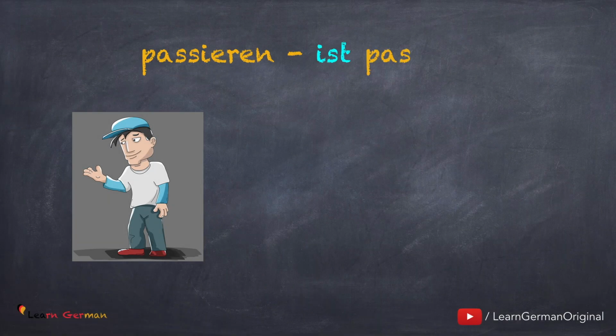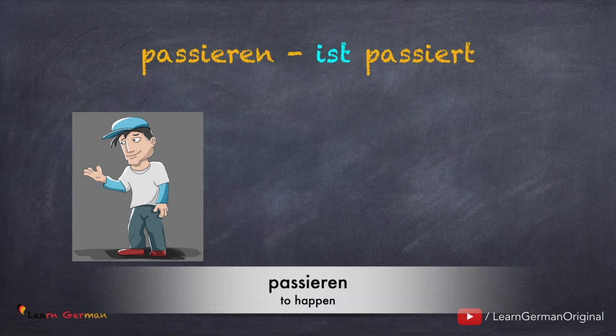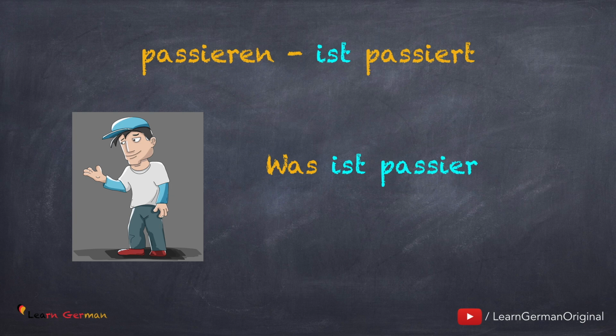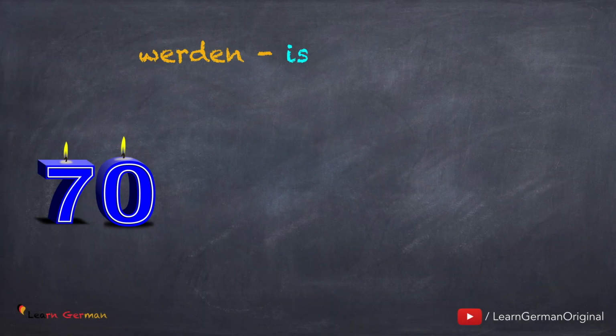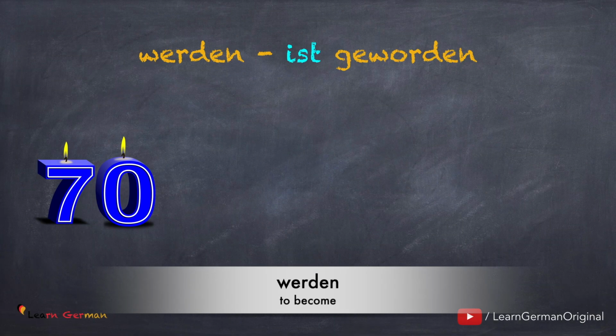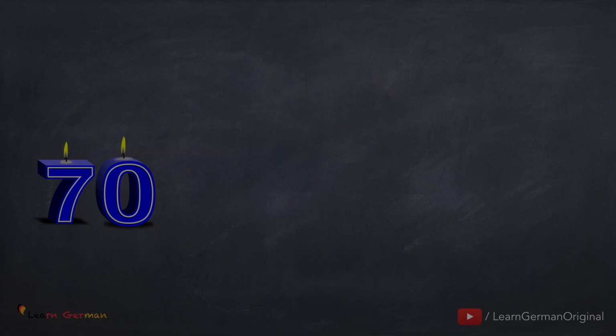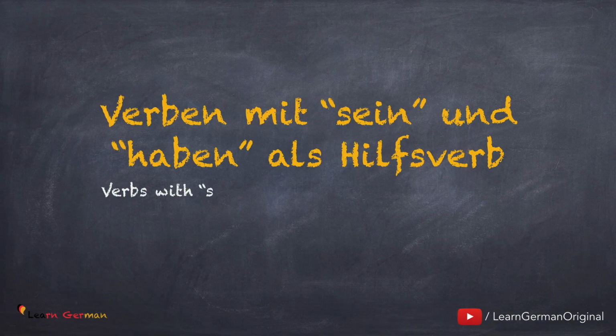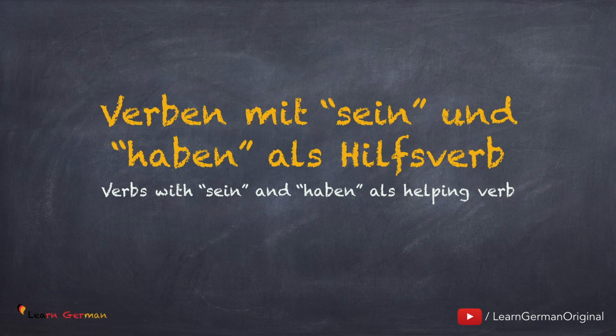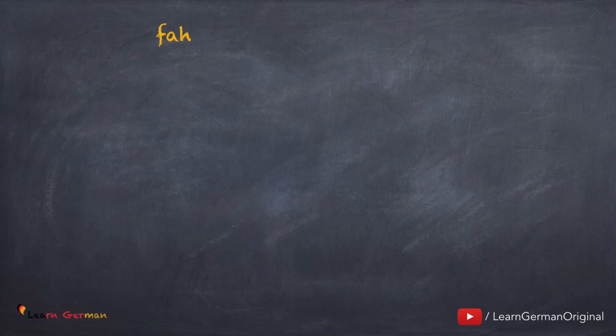The next verb is passieren. Ist passiert. Was ist passiert? The next verb is werden. Ist geworden. Oma ist heute 70 geworden. There are some verbs that take sein and haben, both, as the helping verb.